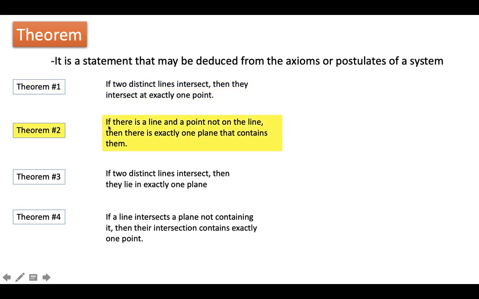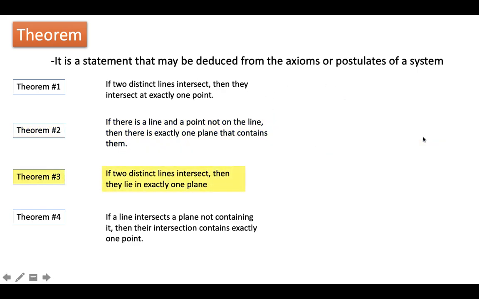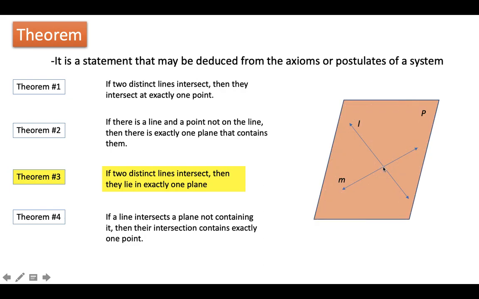For theorem number 2, it says that if there is a line and a point not on the line, then there is exactly one plane that contains them. So let's say there's a line L and there's a point A, wherein this point A is not on the line itself, but still there is a plane common to them. They lie in the same plane P. For theorem number 3, if two distinct lines intersect, then they lie in exactly one plane. So if we have here line L and line M, they intersect each other. So aside from this intersection, both of them are common in a plane wherein they lie.